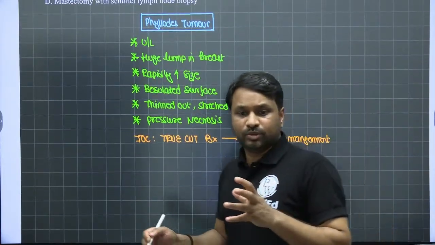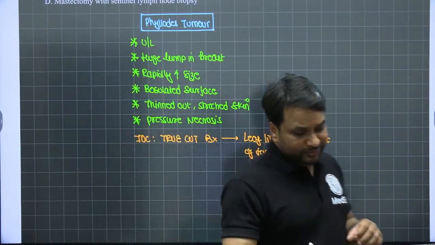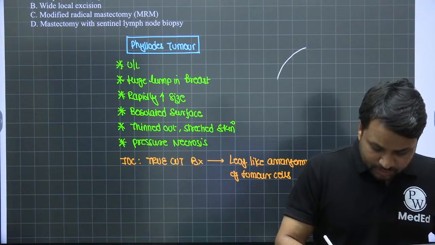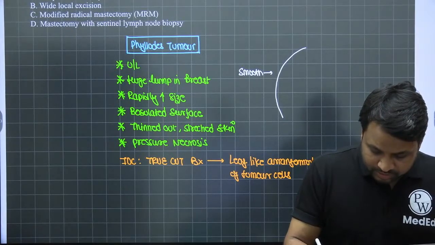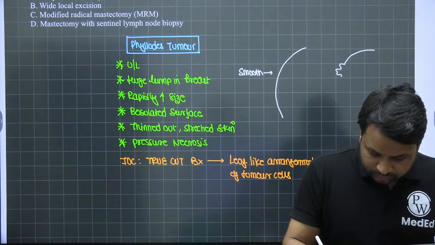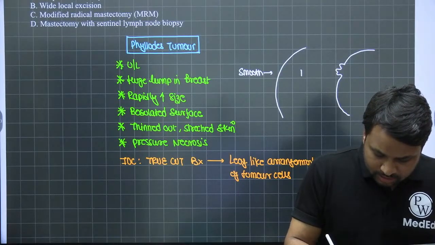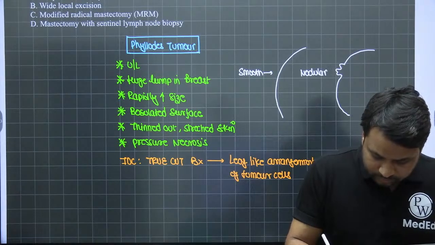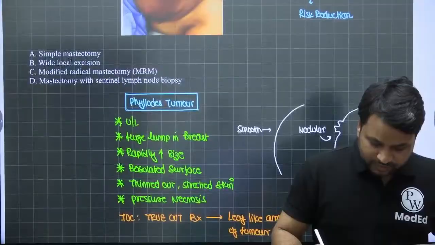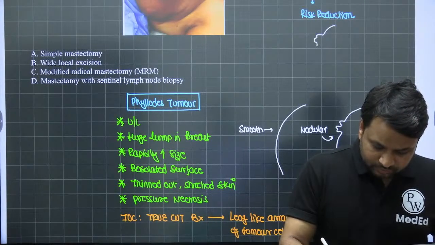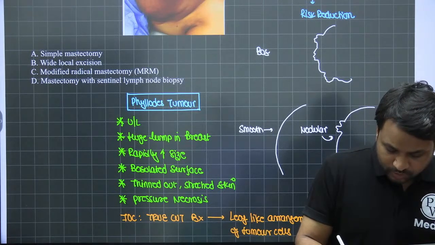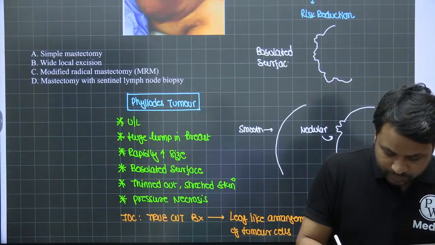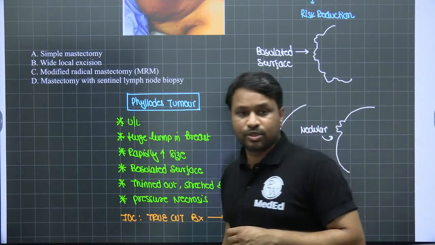Now, as we all know, a smooth surface is one kind of surface. This is a surface which is called nodular. But if you have a multinodular surface, a surface where you have nodules at multiple sites, this is what you call the bossulated surface.